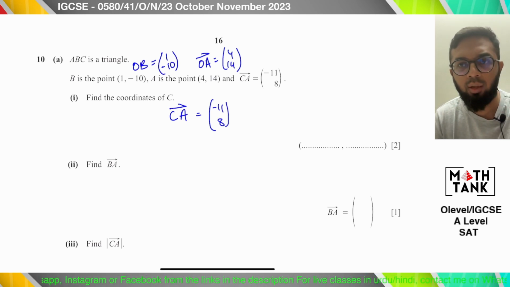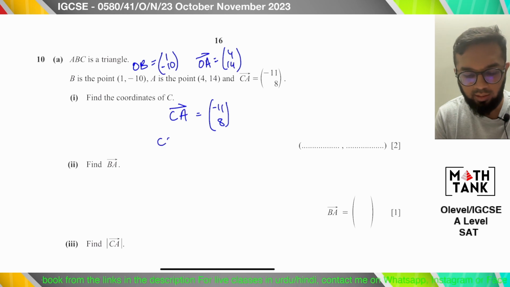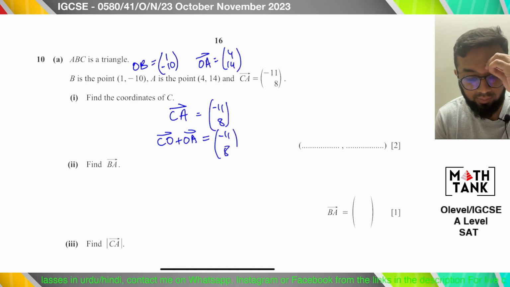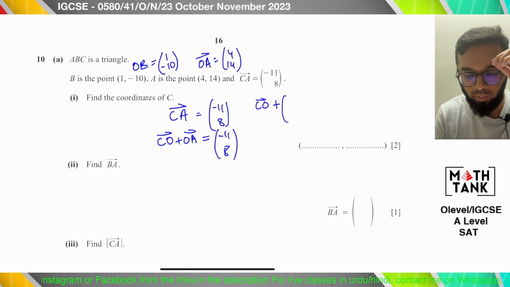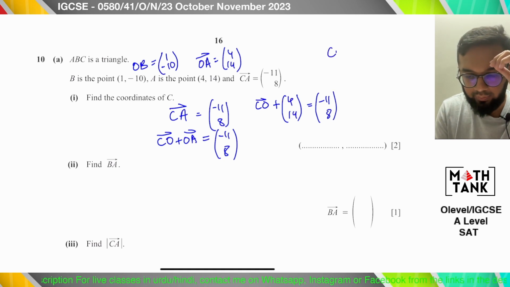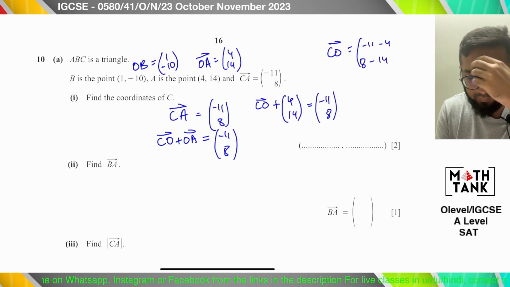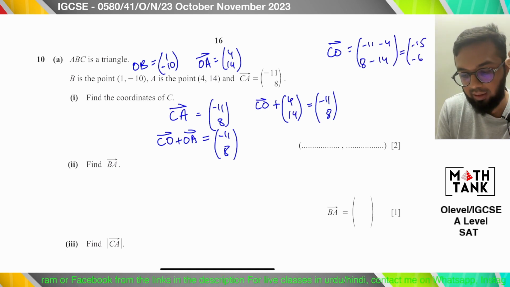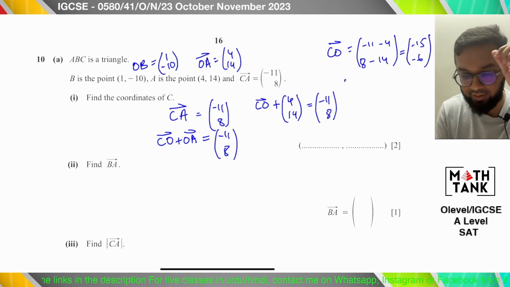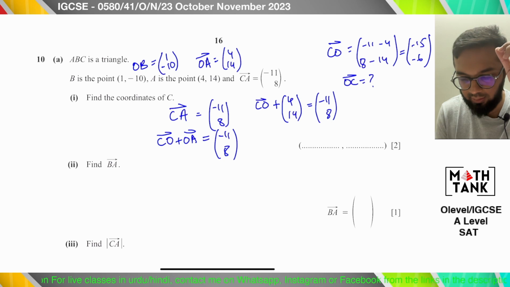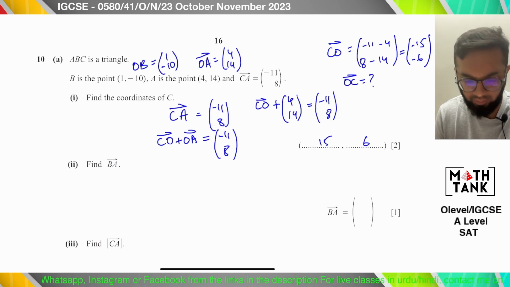This can either be broken down into OA minus OC, or you can say that's CO plus OA with addition of vectors. So CO is something I don't know. OA is 4 and 14 and minus 11, 8. So CO is minus 11, then minus 4 and 8 minus 14. That gives me minus 15 and minus 6. That's CO. I want OC because I want the coordinates. So those are 15 and 6. You could also plot them up and sort of work them.